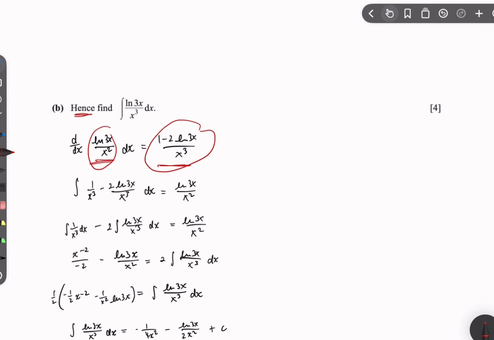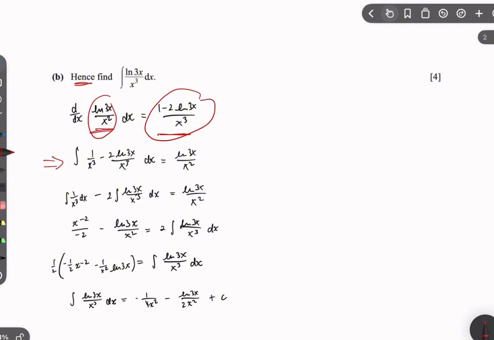Okay, so in this line, I wrote integrating 1 minus 2 ln 3x over x cubed will give you ln 3x over x squared. I just separated these two parts. Okay, so using this line, I'm trying to get integration of ln 3x over x cubed dx. And to do that, I will separate this and this.